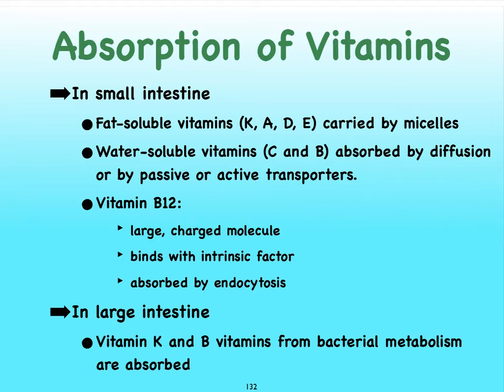Water-soluble vitamins, particularly vitamin C and B, can be absorbed by means of diffusion or passive or active transporter proteins. Vitamin B12 is a little bit unusual in that it requires intrinsic factor in order to be absorbed, and it does that by means of endocytosis.